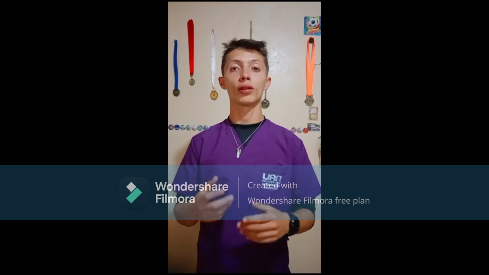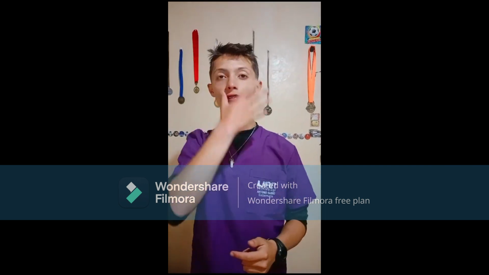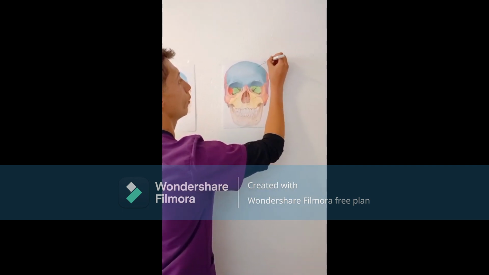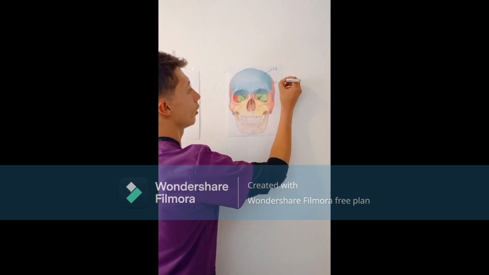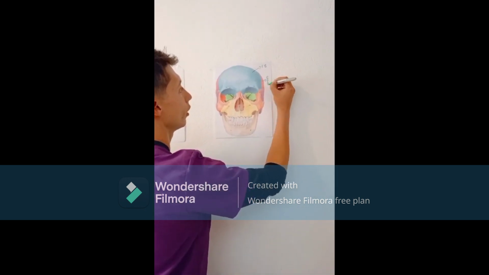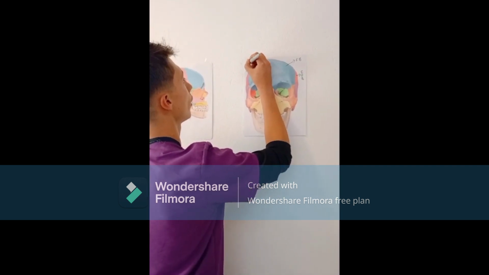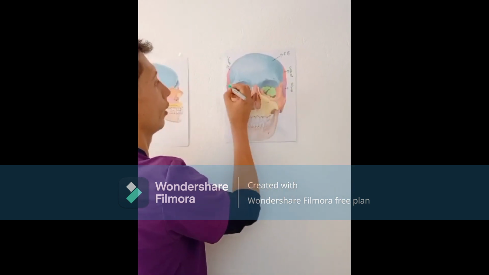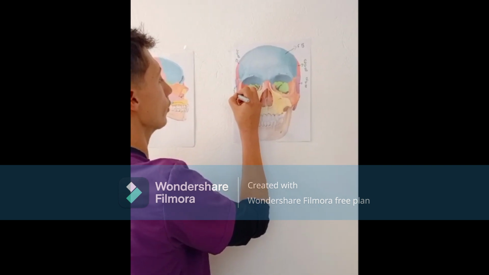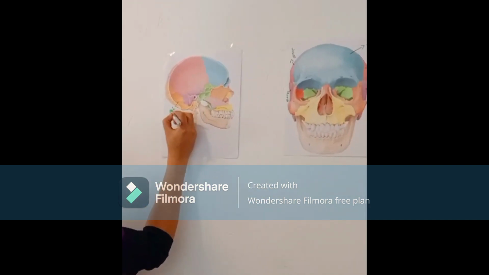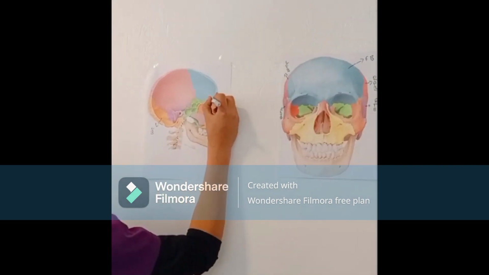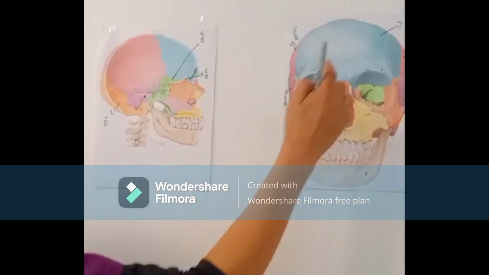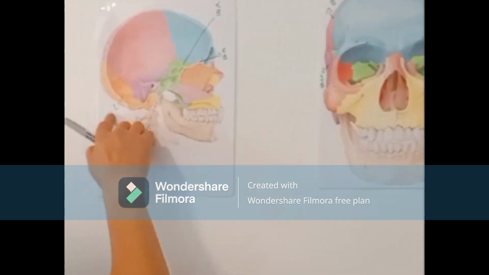In the head, we have 22 bones: 8 bones in the skull and 14 facial bones. The 8 bones of the skull are the frontal bone, right parietal bone, left parietal bone, right temporal bone, left temporal bone, occipital bone, ethmoid bone, and sphenoid bone. That is 8 bones of the skull.